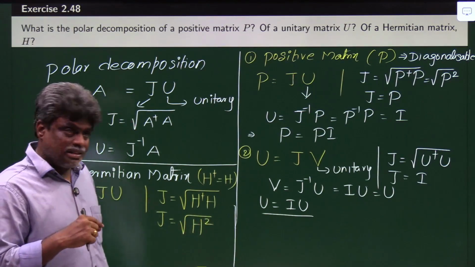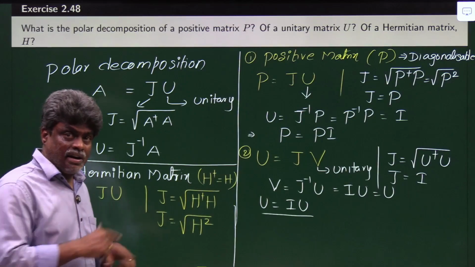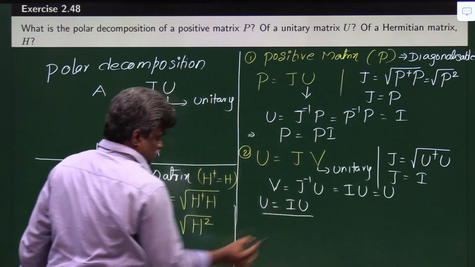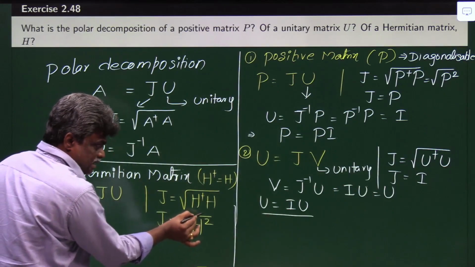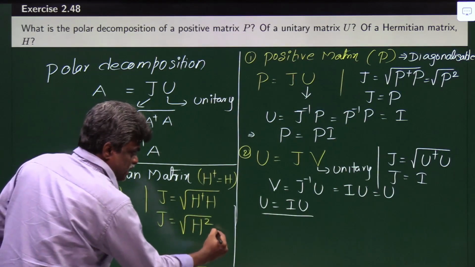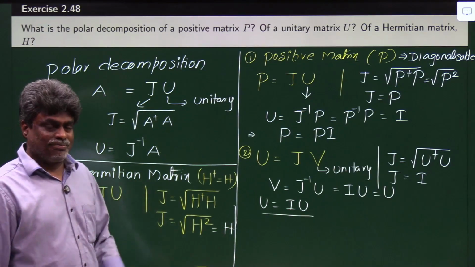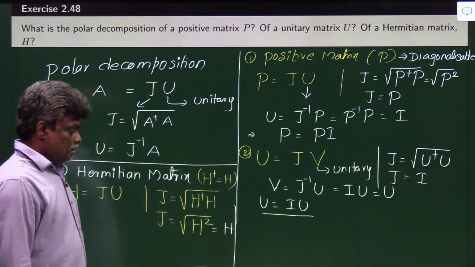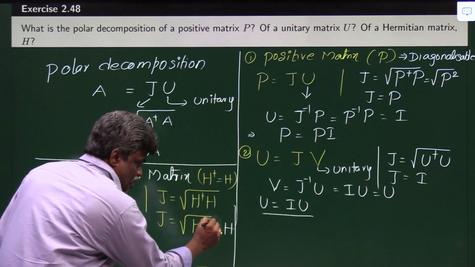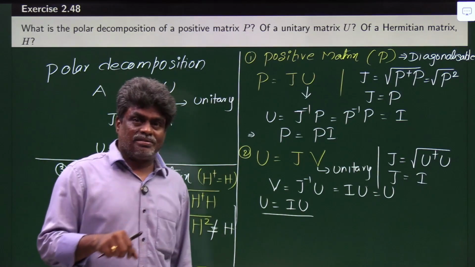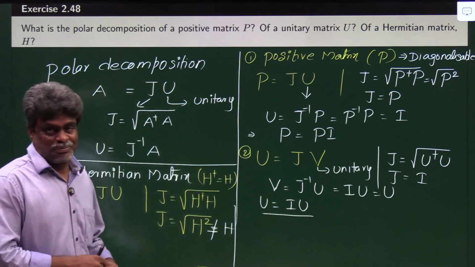Now shall I cancel this root and square and write H? I repeat: as per the mathematics, shall I cancel the square and root and write this as H? The answer is no, because this is not equal to H. The reason is that H square is not H.